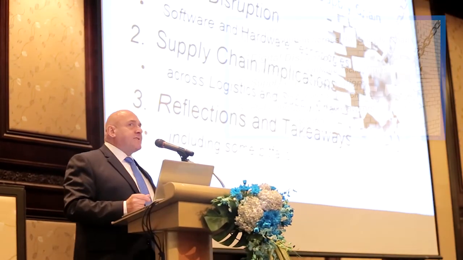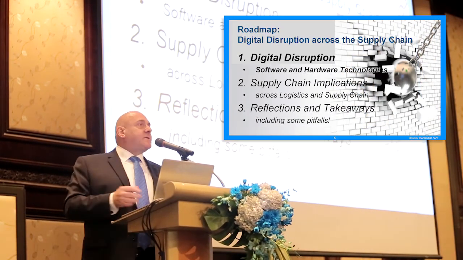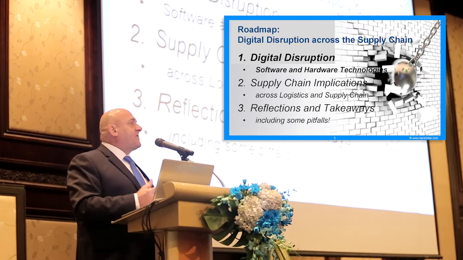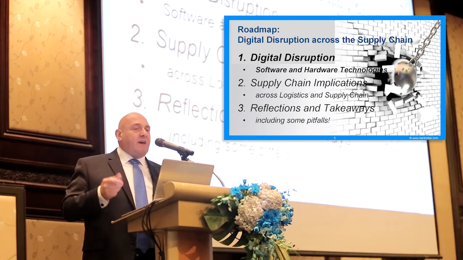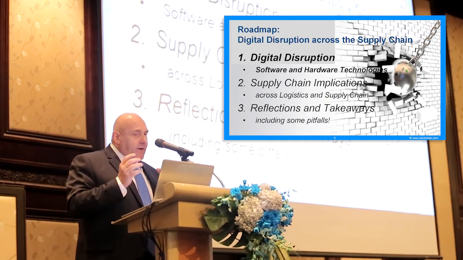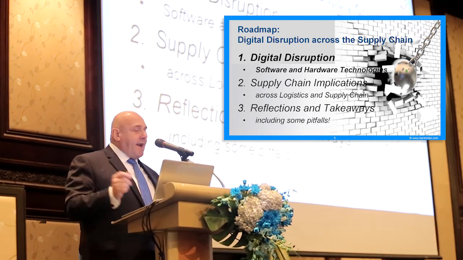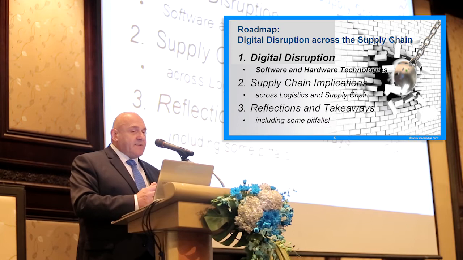This in three parts. First of all, just look at digital disruption itself. What is it? What are some examples of it? Secondly, look at specific hardware and software technologies and how they're becoming all pervasive.